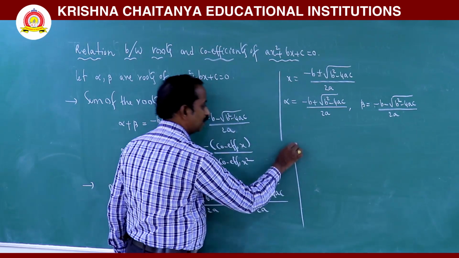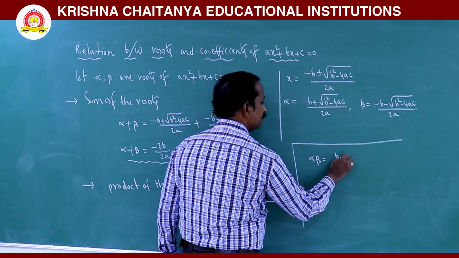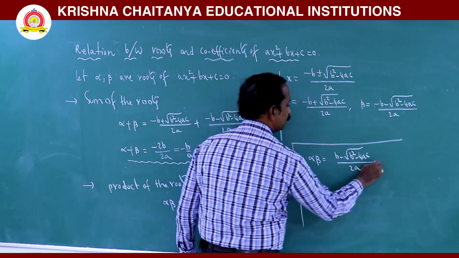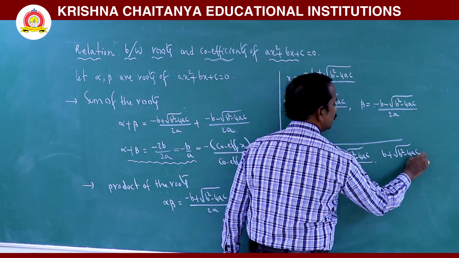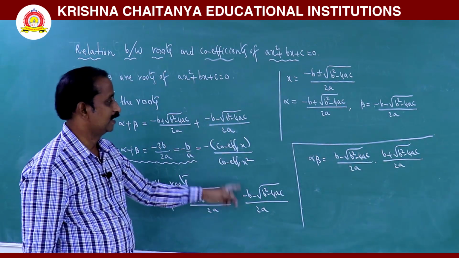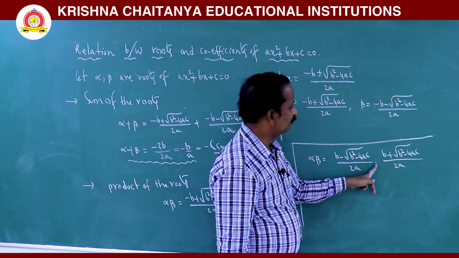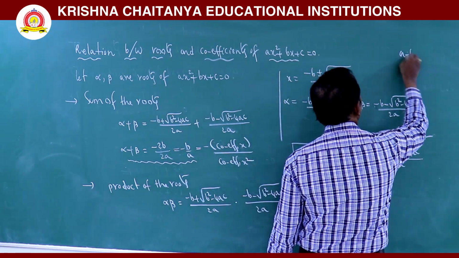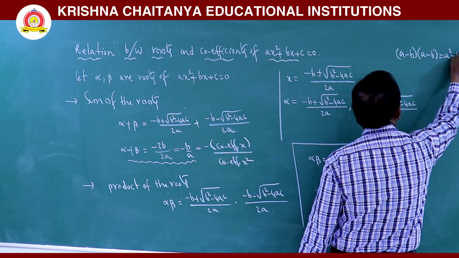So what is alpha into beta? Therefore alpha into beta is equal to b minus root over b square minus 4ac divided by 2a, into b plus root over b square minus 4ac divided by 2a. Now here minus minus common, minus of minus is plus, and then observe it is in the form a minus b into a plus b. What is the formula? Already we know that a minus b into a plus b is nothing but a square minus b square.